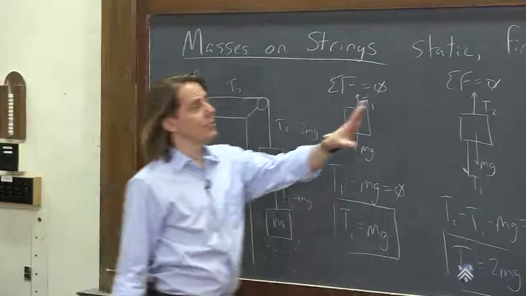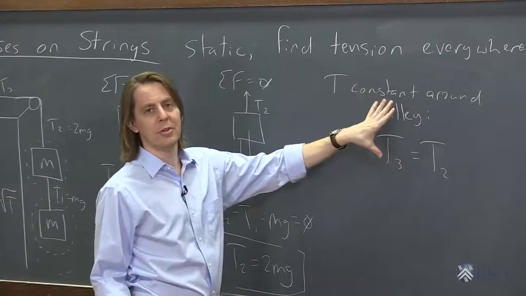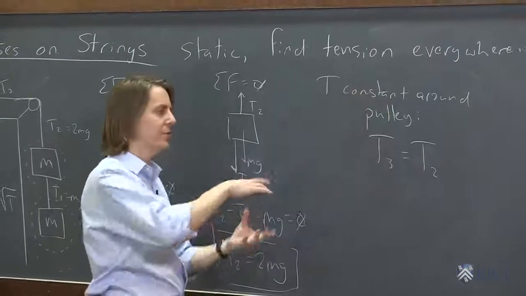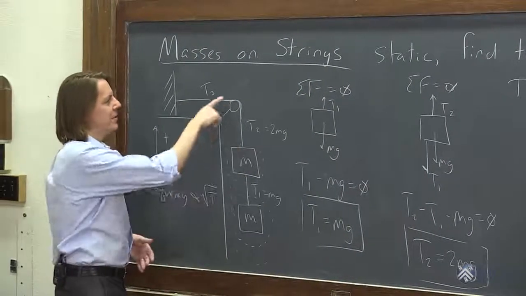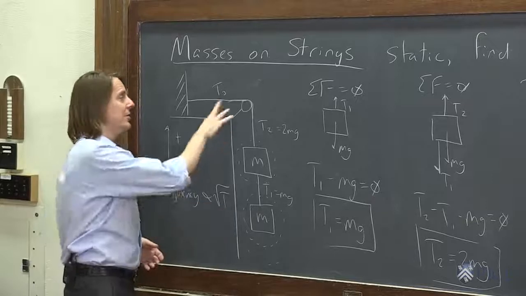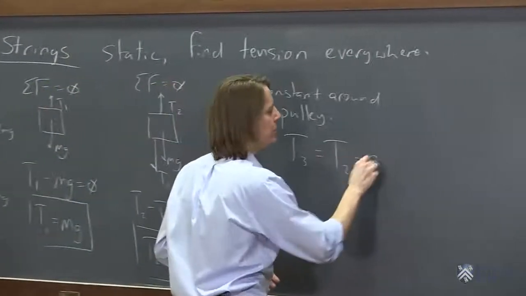Now that's not always going to be true. This is for an ideal massless, frictionless pulley, which really doesn't exist. If you consider the rotation of the pulley, something like that, if you have a dynamic situation, you can have the tension change across the pulley. But in this case, it's the same thing. So T3 is T2, which is 2mg.